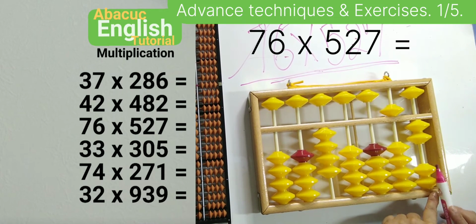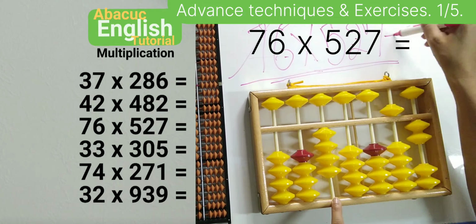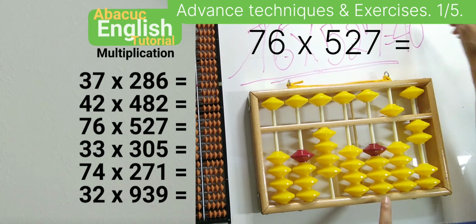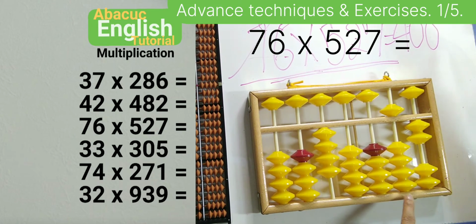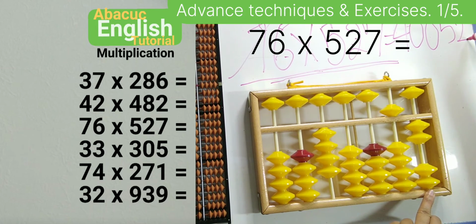To add 4 here, you have to borrow this 5, reduce 1 and 2 here, change. We came to this marked rod, means finished, and our answer is 10,000 rod 4, 1,000 rod 0, 100 rod 0, tens rod 5, and ones rod 2.